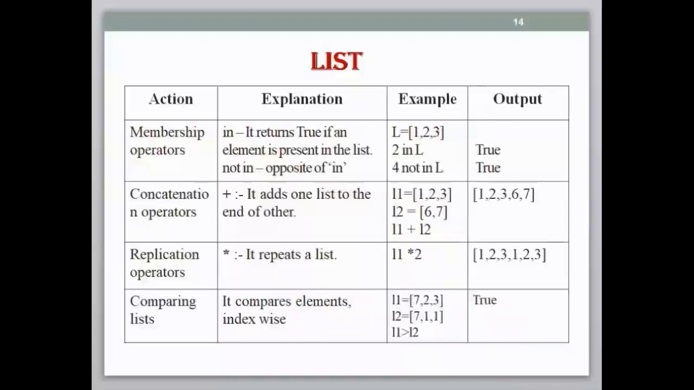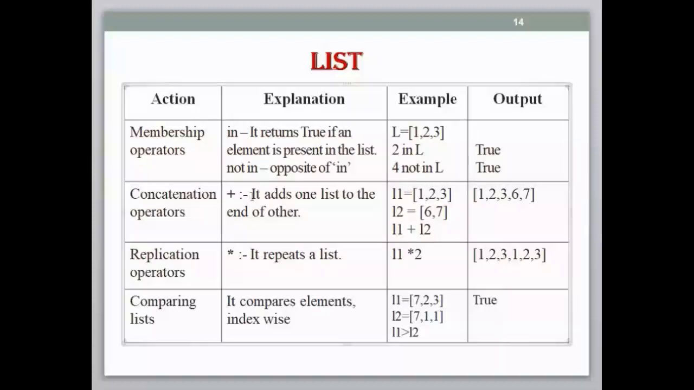Membership operators, in and not in, on the list [1, 2, 3]. If you want to check 2 in L, it will print True. 4 not in L, yes, again it is True. Concatenation operator plus adds one list to the end of the other. Like you have L1 [1, 2, 3], L2 [6, 7], and if you perform L1 plus L2, it will give you 1, 2, 3, 6, 7. Replication operator, asterisk, repeats a list. If you print L1 * 2, it will repeat all the elements 2 times. Like L1 was 1, 2, 3, so it will print 1, 2, 3, 1, 2, 3.